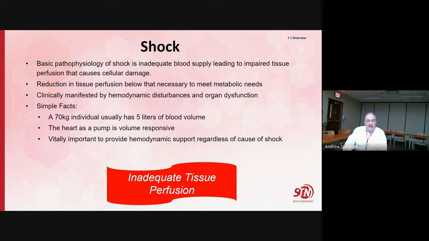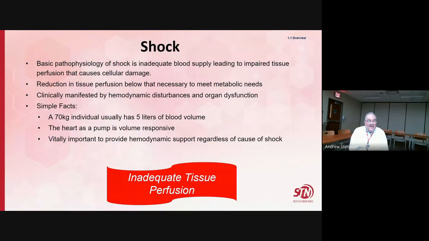Most important thing I can say about shock is down in the red, down there. It's inadequate tissue perfusion. It is not related to a low blood pressure. So that's one of the signs, but I hope by the end of the talk today, we can understand that if we can find some of the more subtle signs of inadequate tissue perfusion, we don't wait until the patient is totally decompensated before we can intervene and act. So again, clinically, we manifest by hemodynamic disturbances. One of the late signs of that is a low blood pressure, but we hope to find some of the earlier signs.